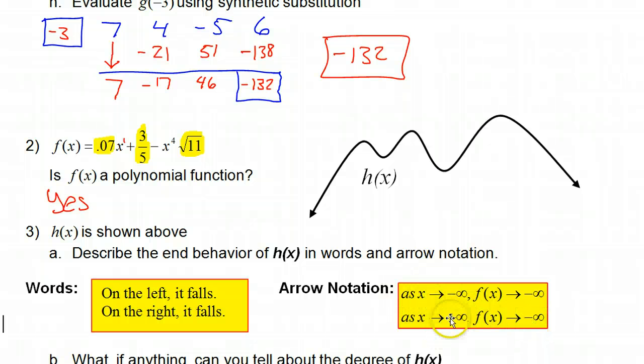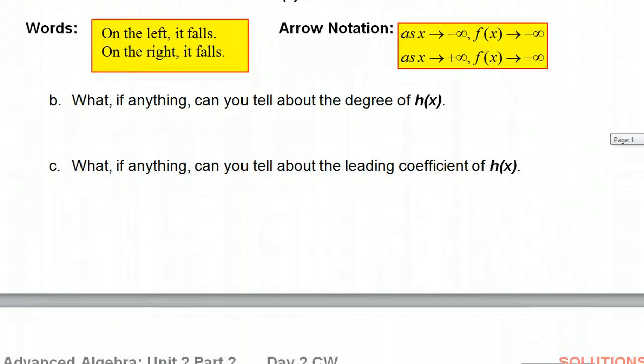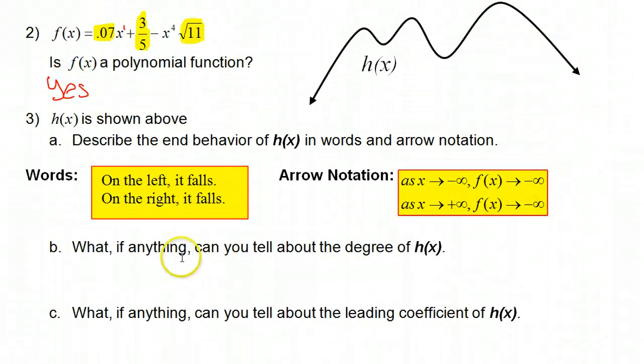Alright, again, this first part never changes. This just means on the left, and this means on the right. Falls, falls. Okay. What, if anything, can you tell about the degree of this? What can you tell me about the degree? Alright, I'll give you a hint. You should be able to tell me whether or not it's even or odd. So which is it?